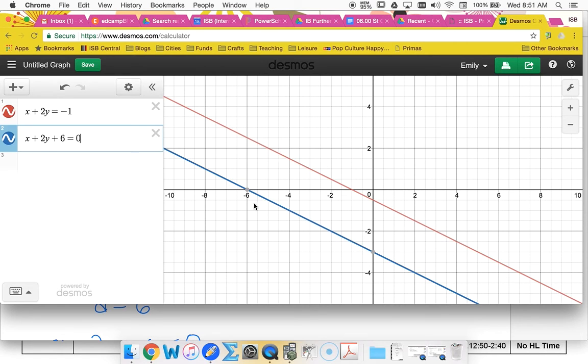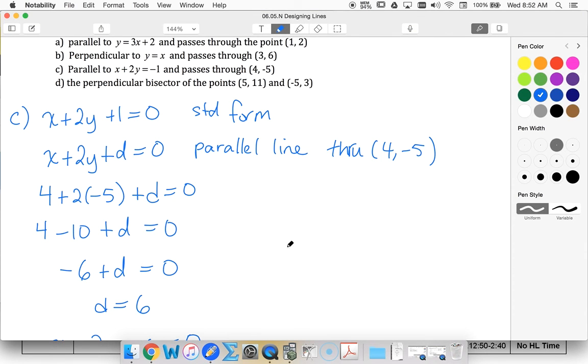And we see that we have a parallel line. We also wanted to make sure that we went through the point 4, -5. And sure enough, that point is on our line. So this is another way that we can use our knowledge and use our standard form to find our parallel line through 4, -5.